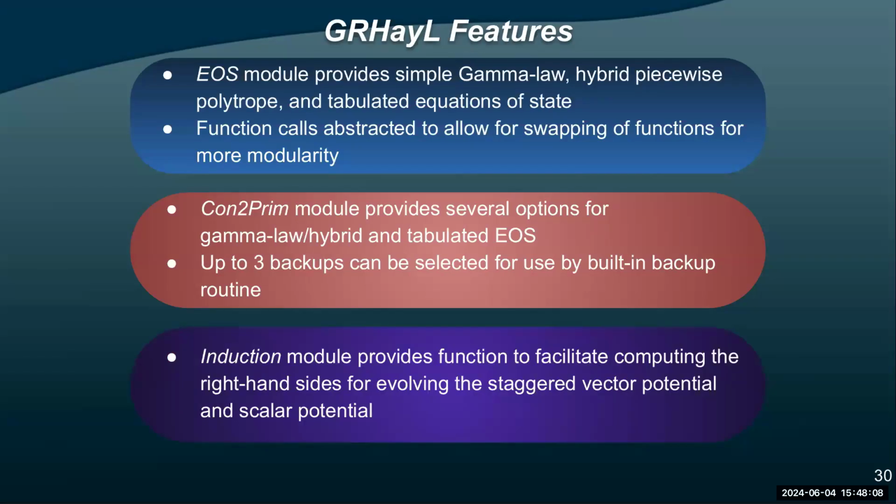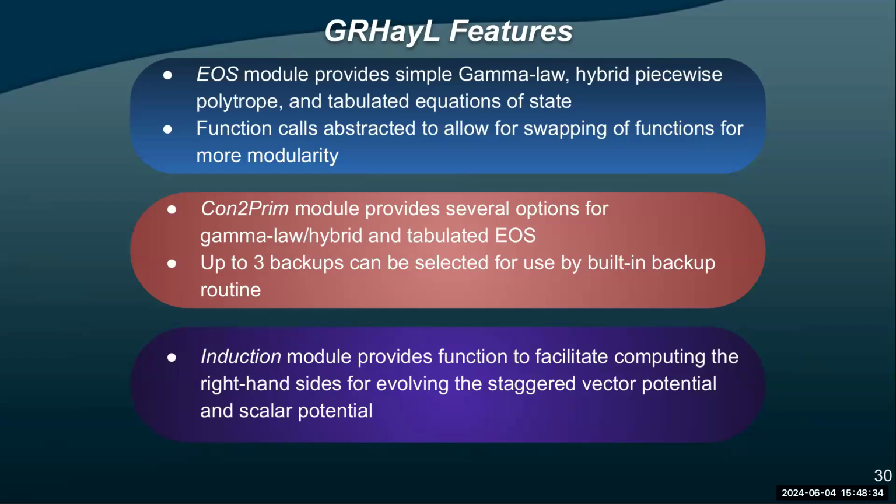And then the induction module has functions that facilitate computing the right-hand sides for the vector potential and the electromagnetic scalar potential. These are all staggered variables. We assume they're staggered. If you're trying to do them not staggered, then we don't have that support right now. And part of this involves interpolators to help you get grid functions to these staggered points.